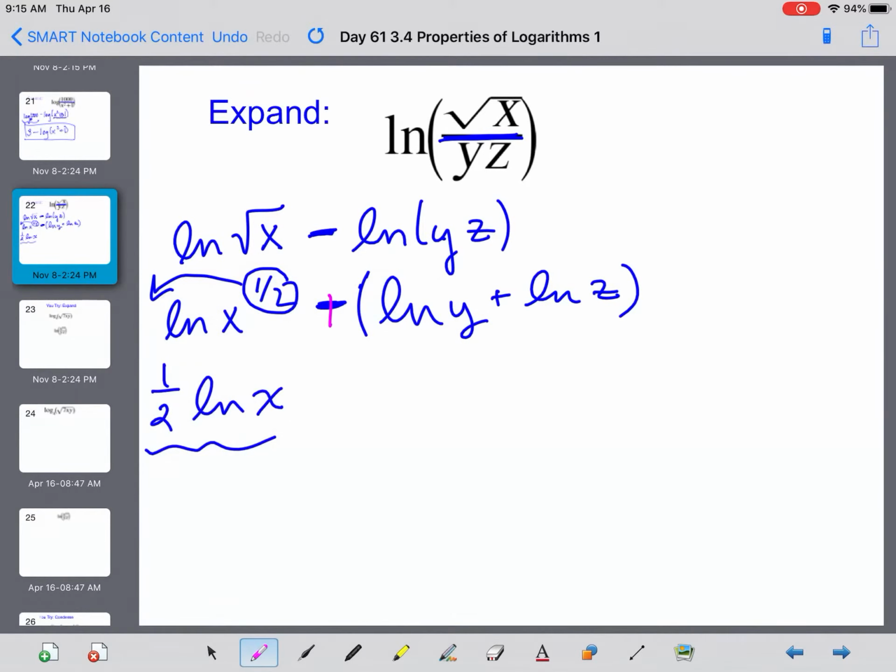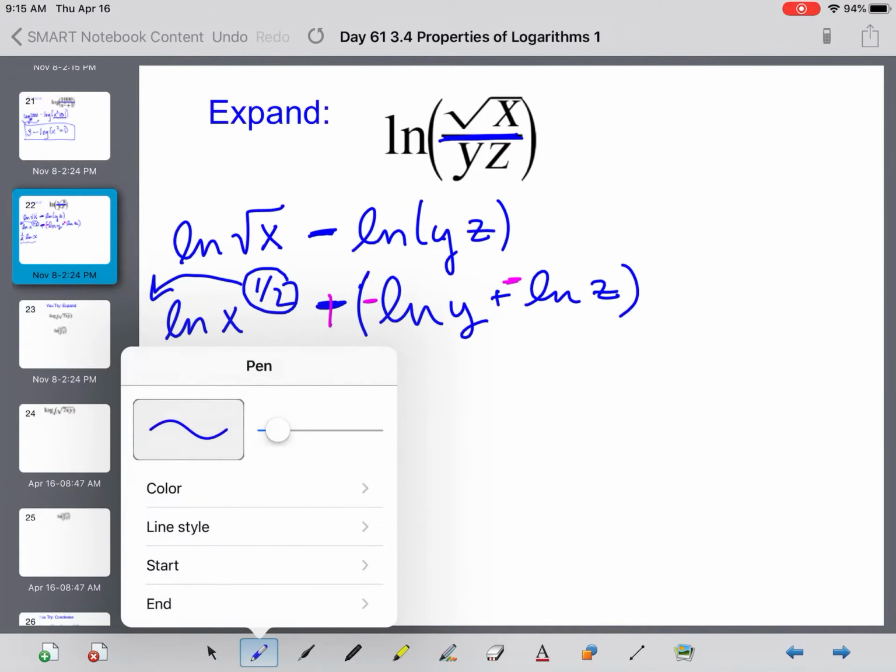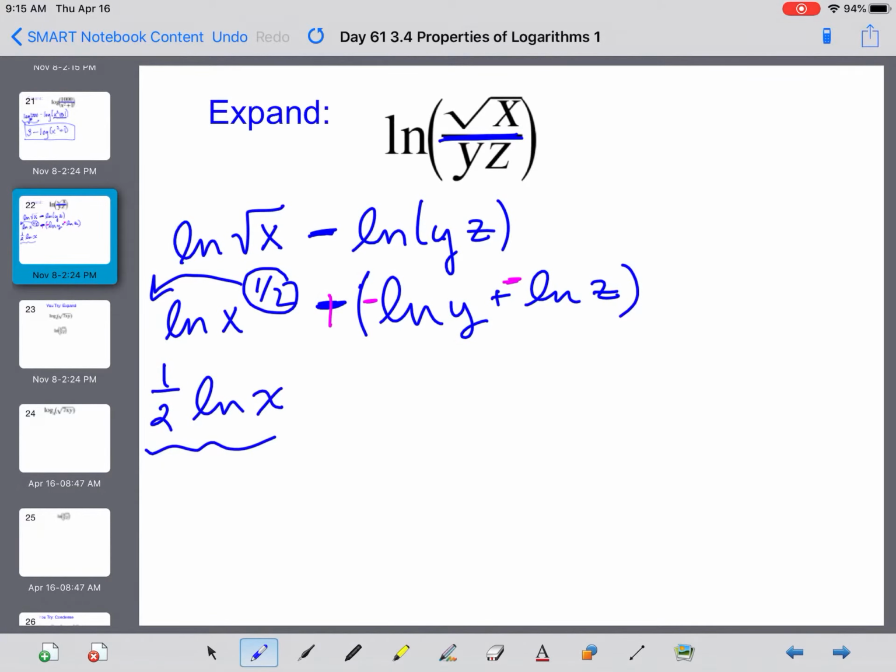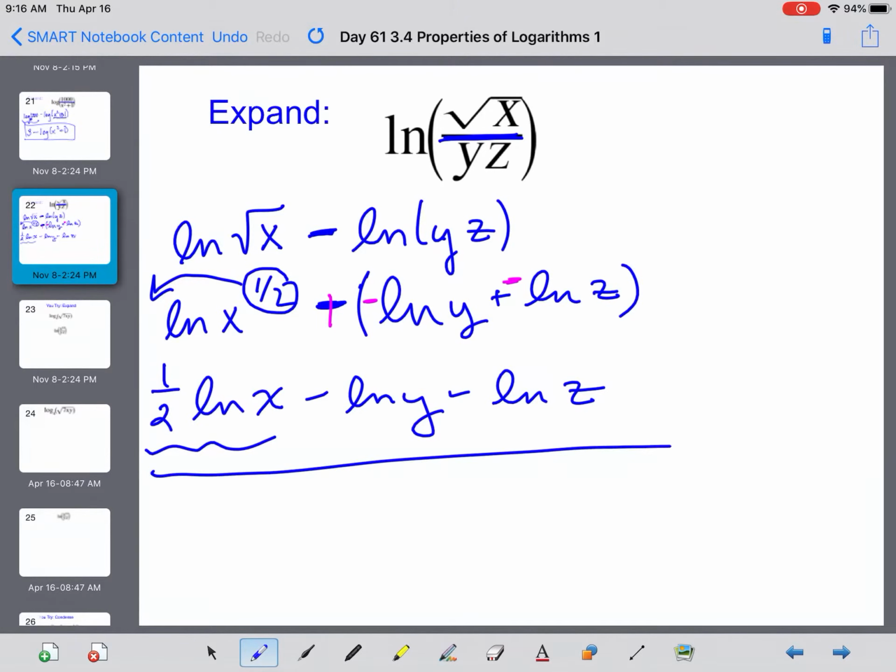I need to make sure I distribute that subtraction sign to everybody inside the parentheses. So I'm a big fan of adding the opposite when I'm subtracting an entire quantity. So this means minus natural log of y minus natural log of z. So this would be expanded. Again, expanded means breaking up as much as you can and writing it with as many logarithms as you can.